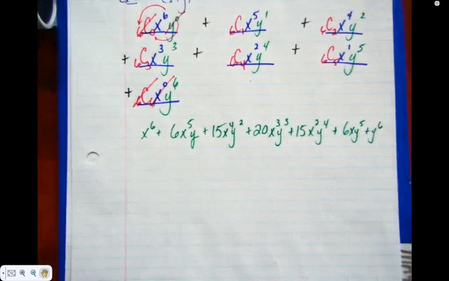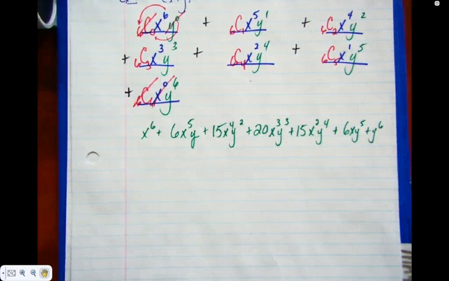We just expanded all of that without having to FOIL it 6 different times. That's the whole purpose of binomial theorem. A faster way to get this answer without having to multiply. Questions?